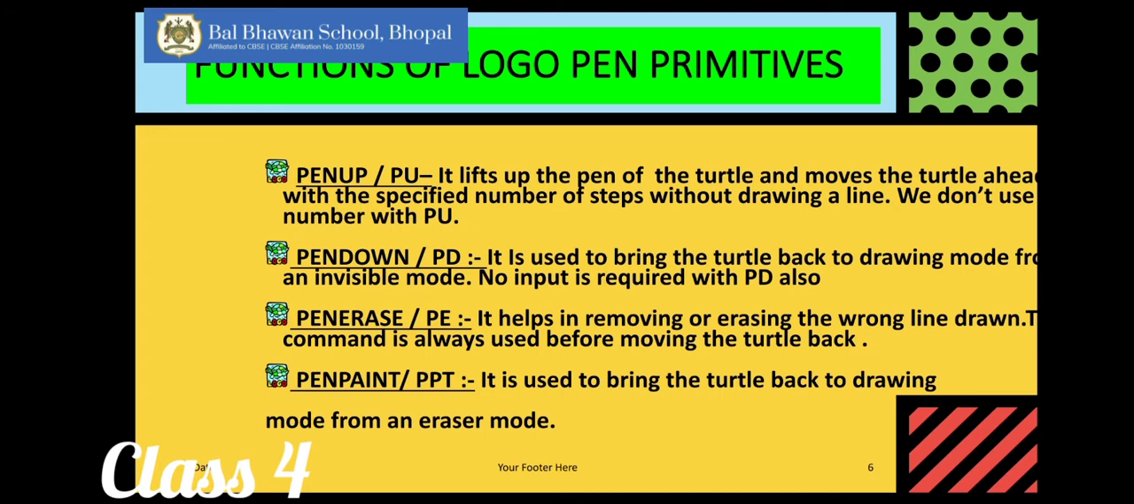Pen erase or PE. This command works as an eraser. That means it helps us to remove the wrong parts or the wrong lines of the shape. Again, it is not used with any number, and it is compulsory to use BK or FD after this command.